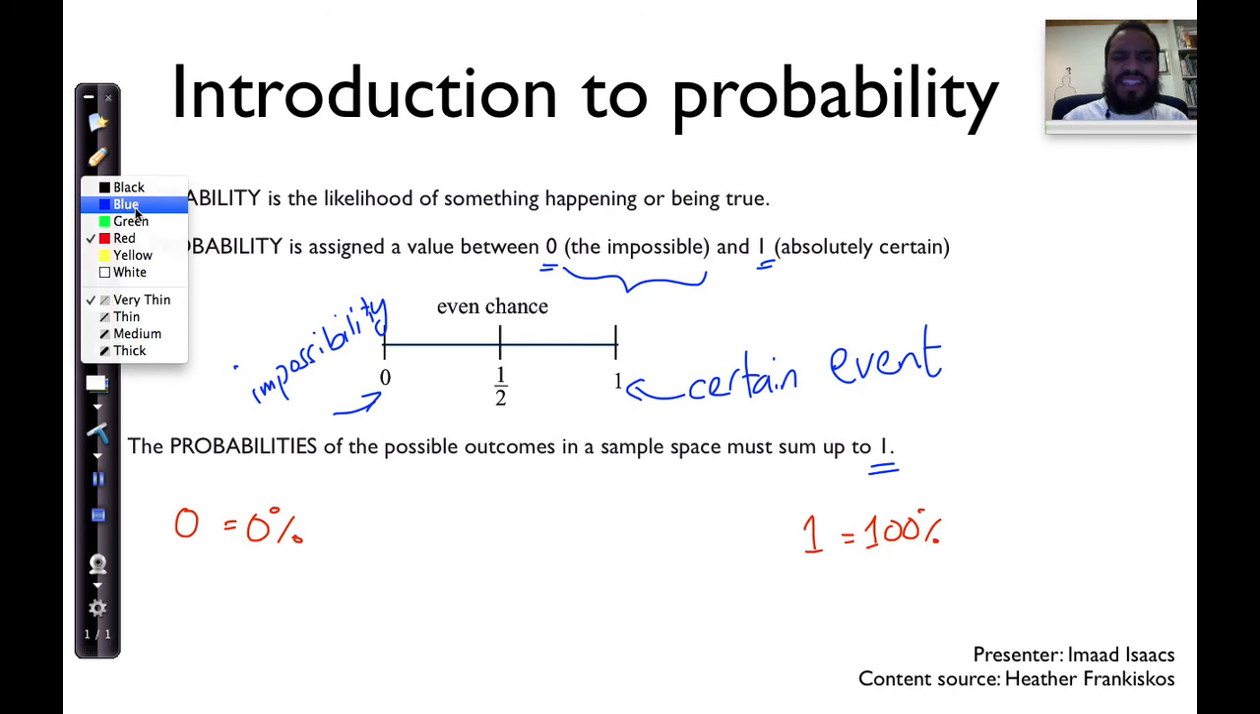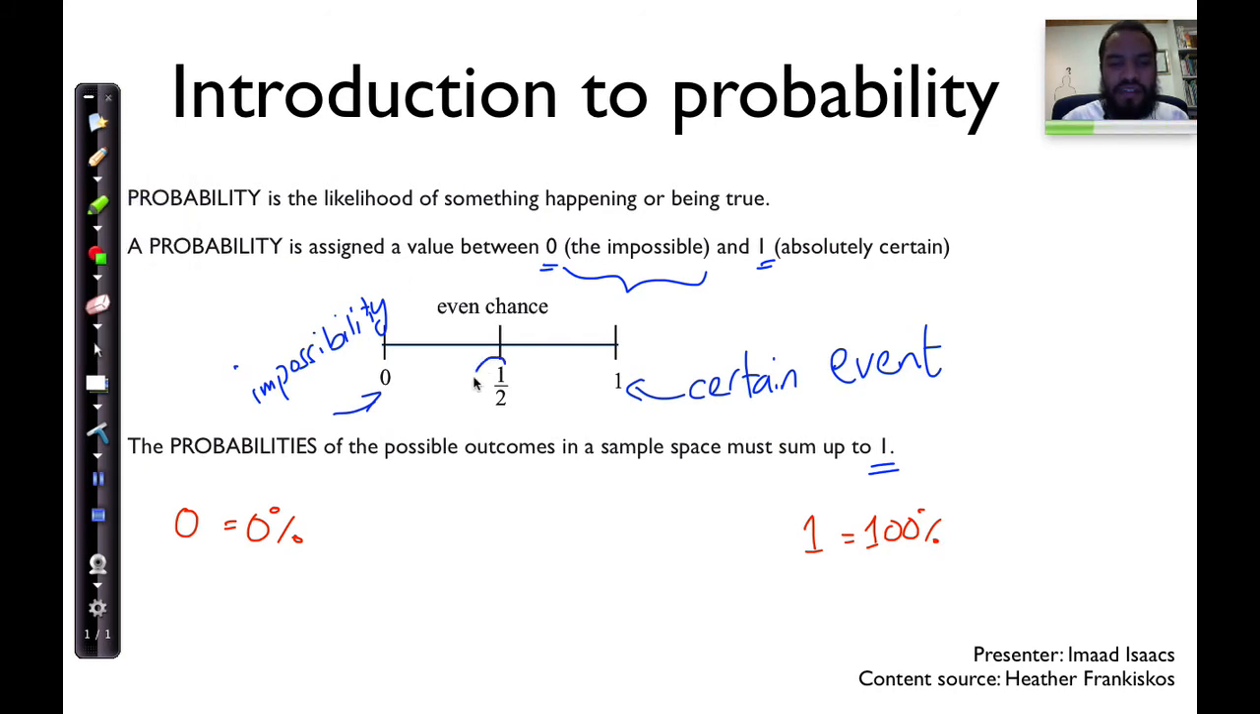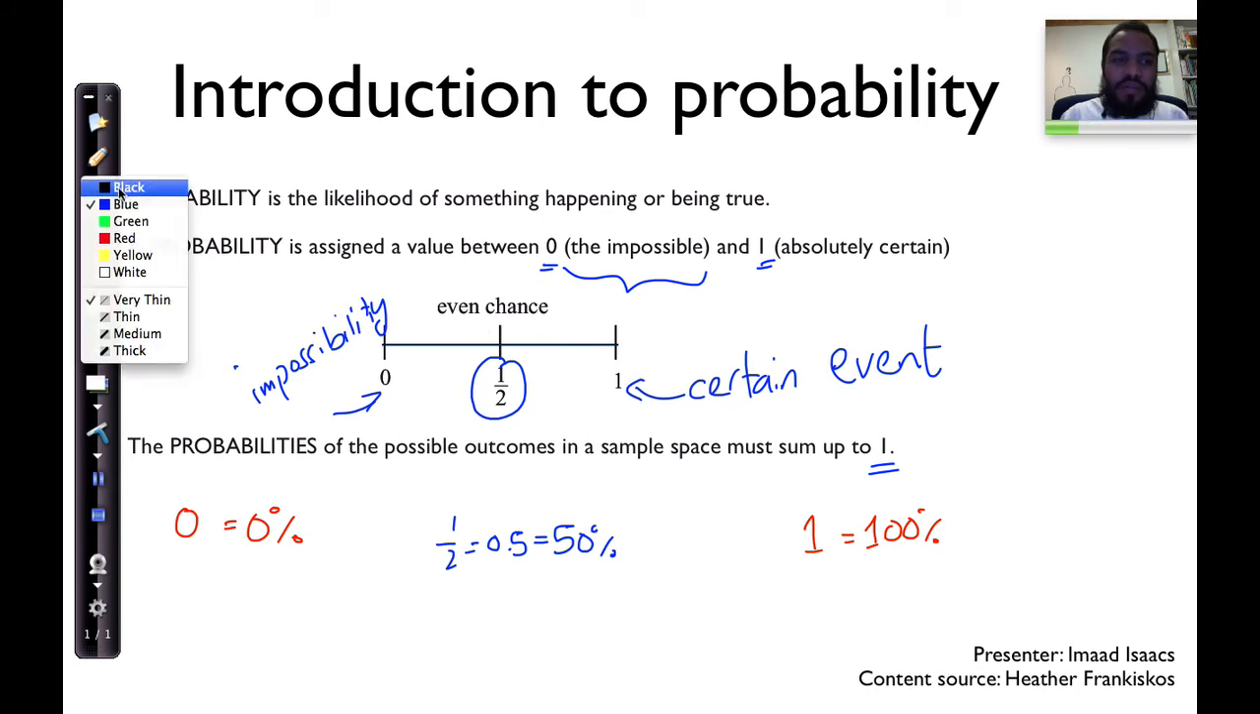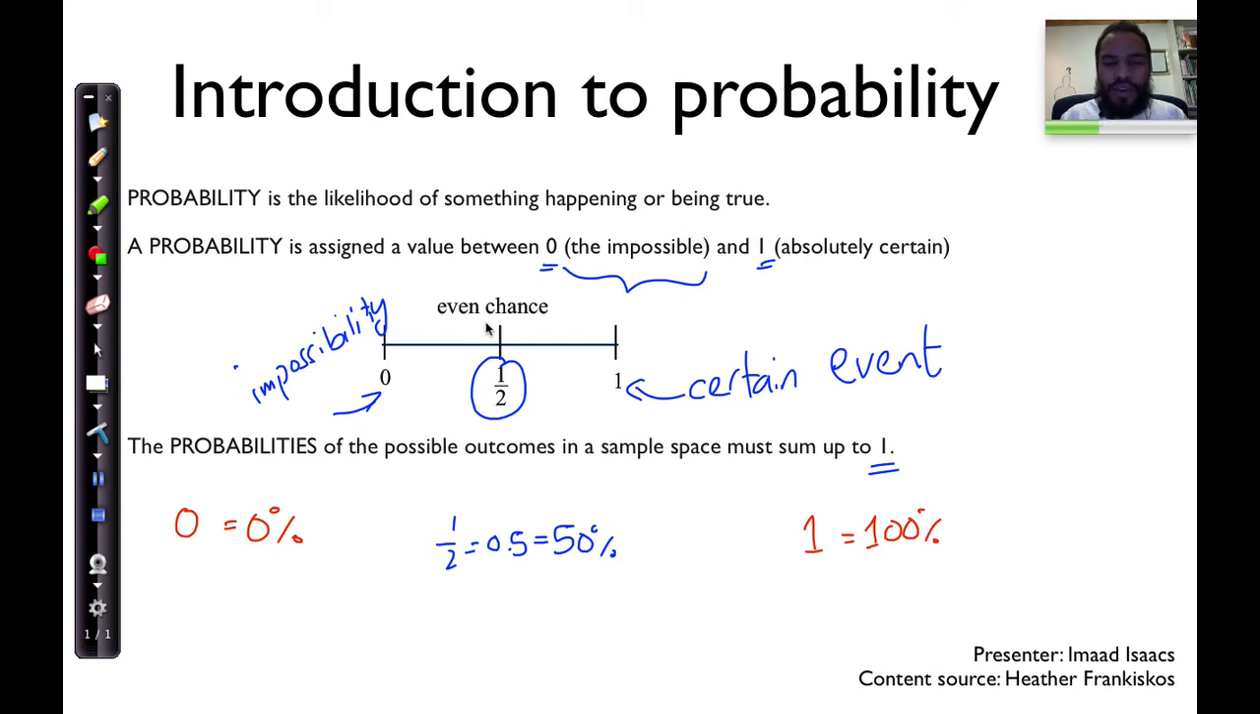Now, something that is assigned a value of 0.5, or a half, a half is equal to 0.5, and this is also equal to 50%. This is considered an event that is equally likely to occur or not to occur, to be true or not to be true. It is something that could happen, and at the same time it could possibly not happen. It has an equally likely chance of happening or not happening. Okay, so that's the basic introduction to probability.